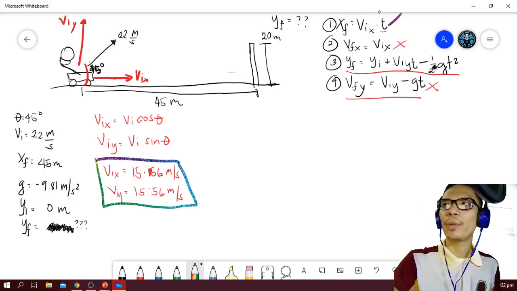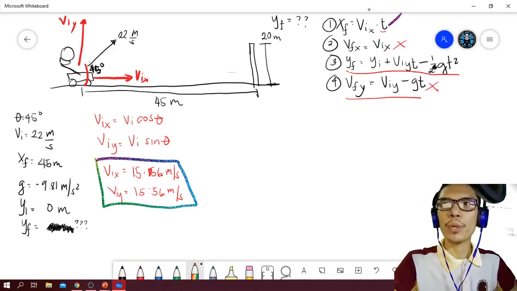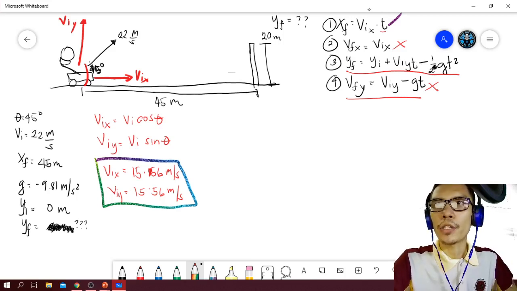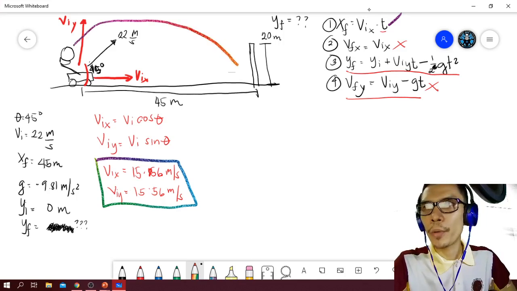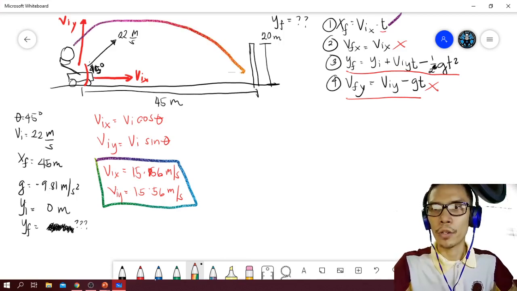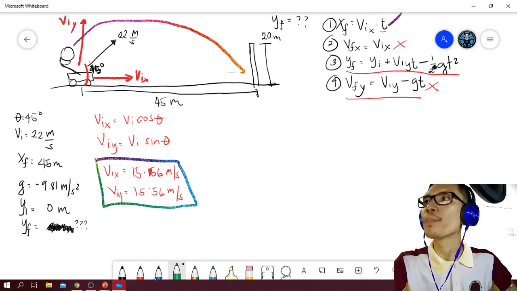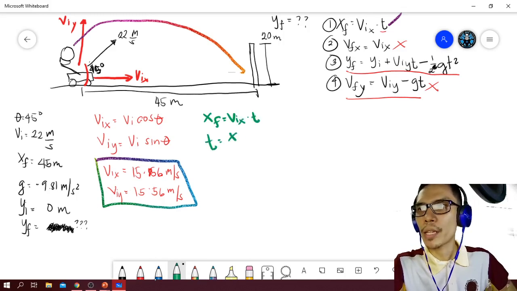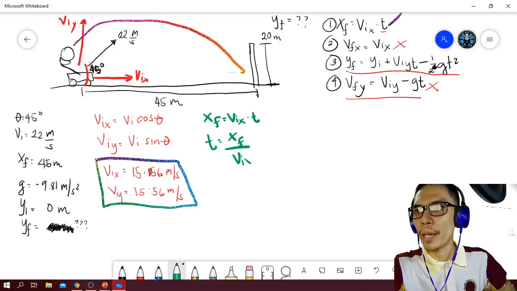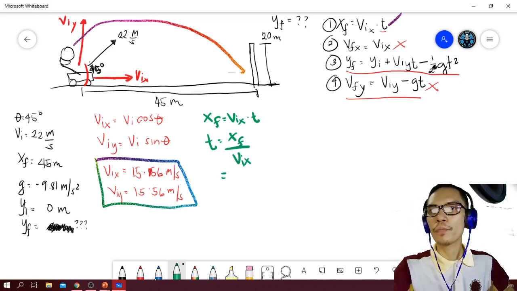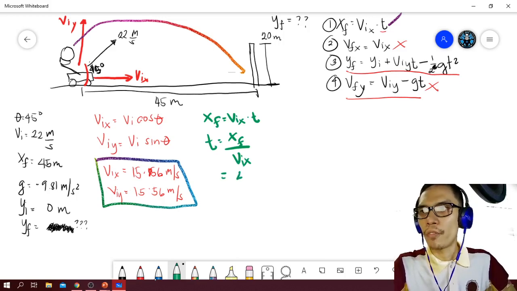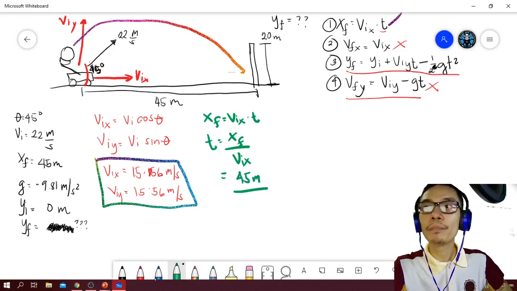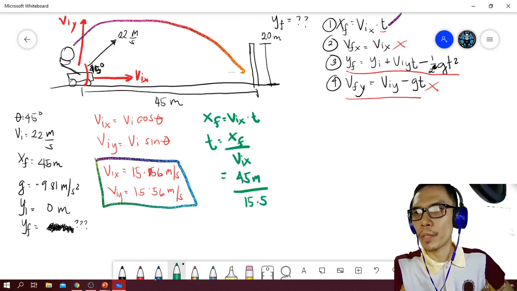Since you have this one already, we can now compute for the total time. Because we have the range, the ball will go here and move over there, so that is the total time. We will use this green one. x sub f is equal to v sub ix times time. To compute for the time, we get x sub f over v sub ix. Then substitute all the values. What is the x sub f? We have 45 meters over, what is the v sub ix?